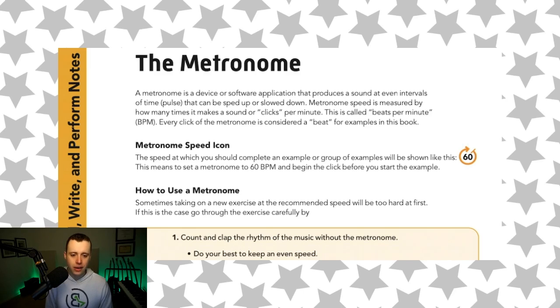Every click of the metronome is considered a beat for the examples in this book, even though, and you might be thinking about this, well, hang on a second, Dan. You said if a sound sounds the same every single time and it's produced at even intervals of time and it's not louder or more quiet than the sound that came before it and it sounds the same as the sound that came before it, that sounds like a pulse. And well, you'd be right. But this is just the terminology that's used, so we're going to roll with it. Every time a metronome clicks, it's called a beat. And we measure a metronome in beats per minute, or BPM.